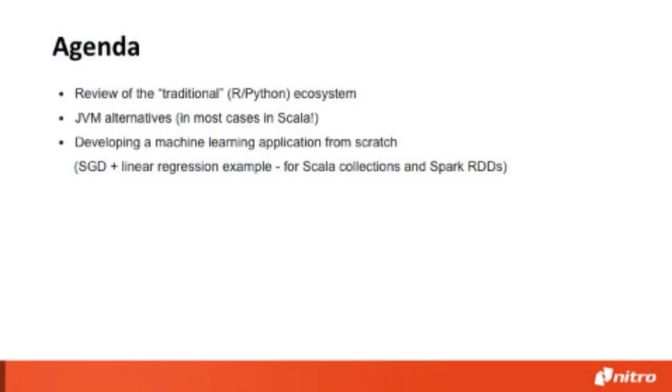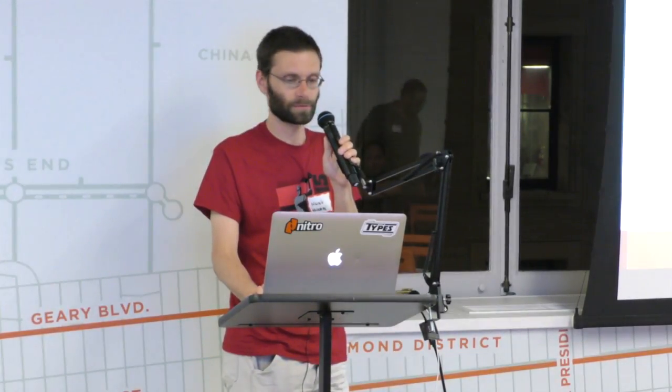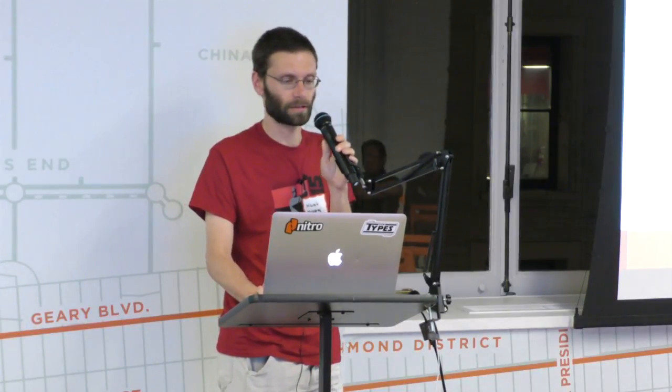So first I'm going to overview what we might or might not be missing from R and Python, what the JVM alternatives are, and hopefully Scala alternatives, so as not to have to write boilerplate Java code. And actually, I'm going to show how to develop a really simple toy example algorithm from scratch in just a few minutes.